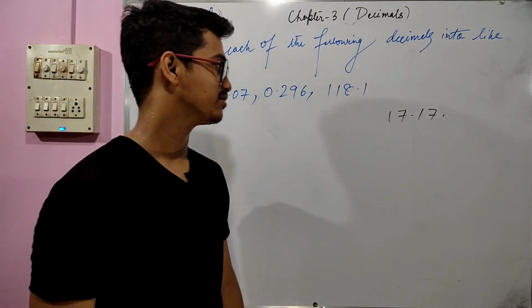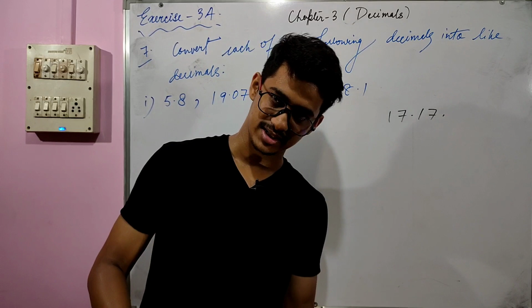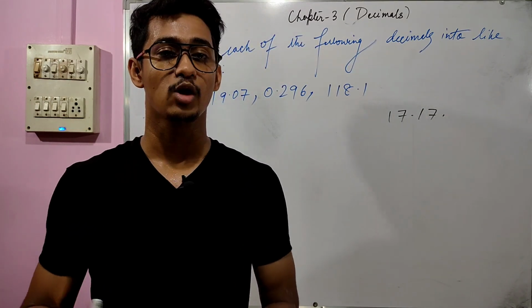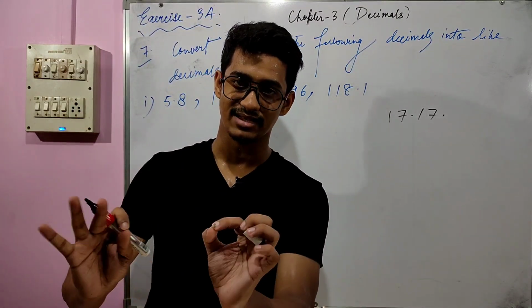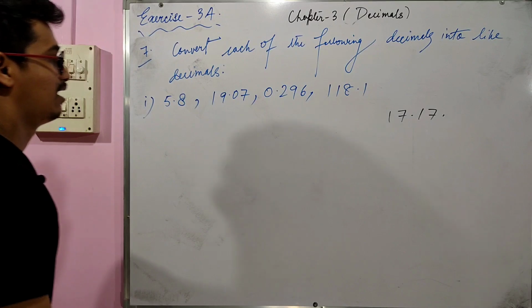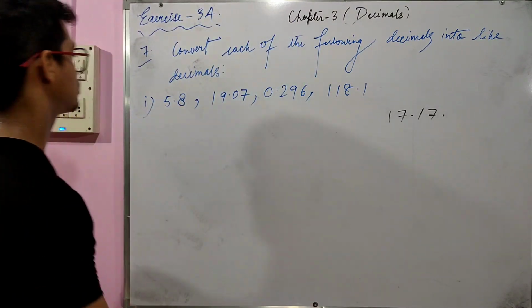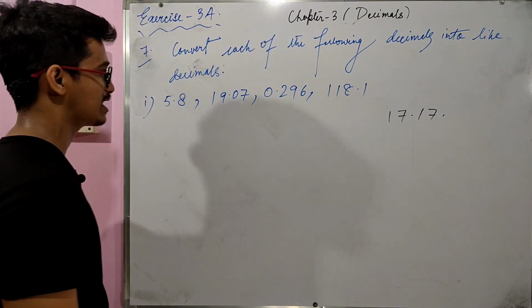So in that case, what is that number? Before the point it is 17, and after the point again 17, but we will not say seventeen; we will say one seven. That is how you pronounce that particular number. All right, so let's jump into that question: 5.8, 19.07 and 0.296.